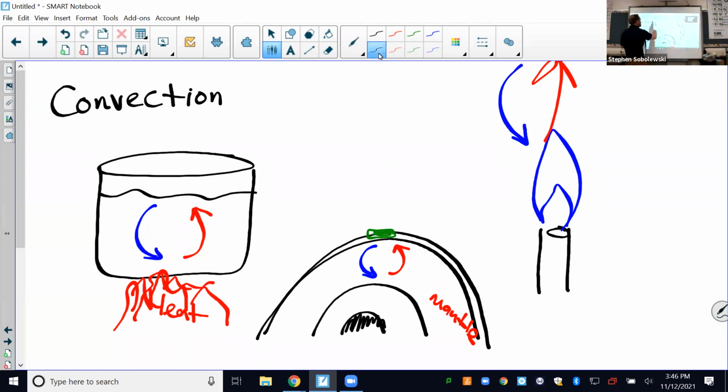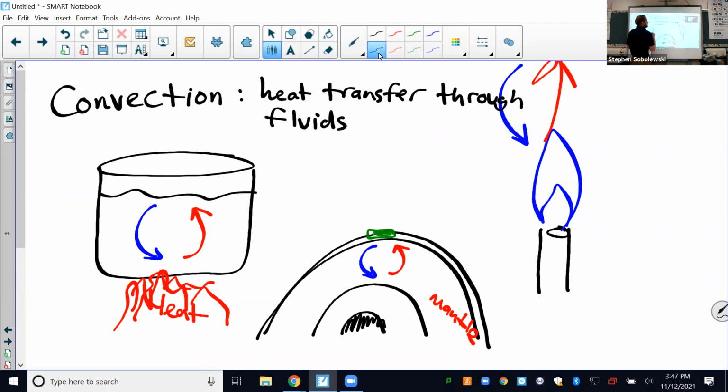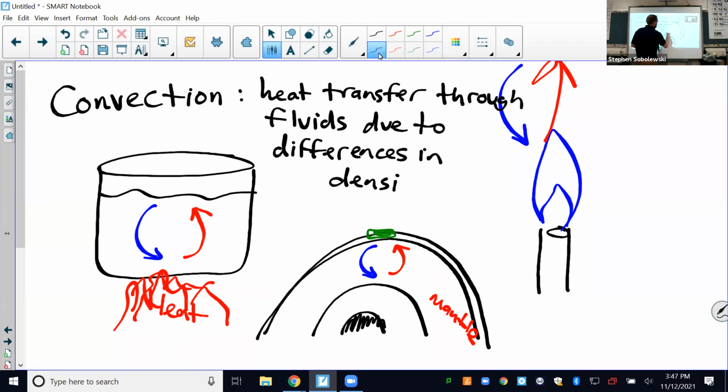So let's give this a definition. Again, tough to define. I usually say something like heat transfer through fluids due to differences in density. So think of other real life examples you can come up with for convection occurring. There's plenty.